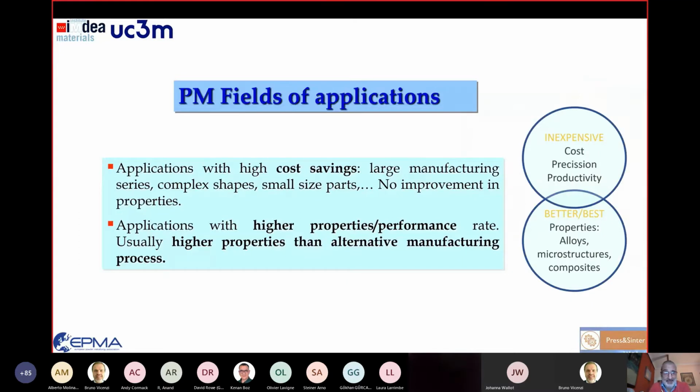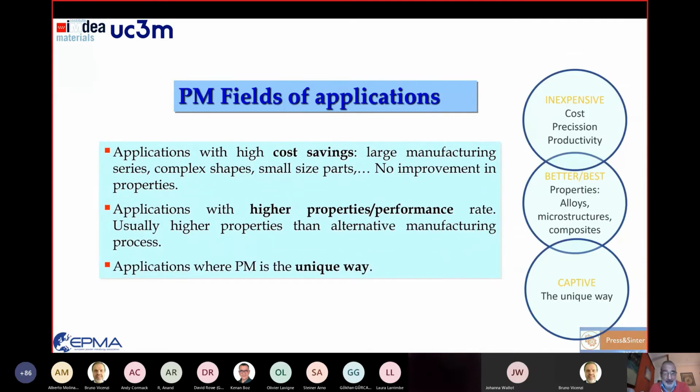So the second important field of applications for PM is those applications in which we can obtain higher properties performance rate, usually with higher properties than any other alternative manufacturing process. Usually by press and sintering, we don't fill these kinds of applications, but sometimes we can find applications that can fulfill this statement. And the third one is those cases in which powder metallurgy is the unique way. So we can say that this is a captive technology, because powder metallurgy is the only way that we can produce the specific part.